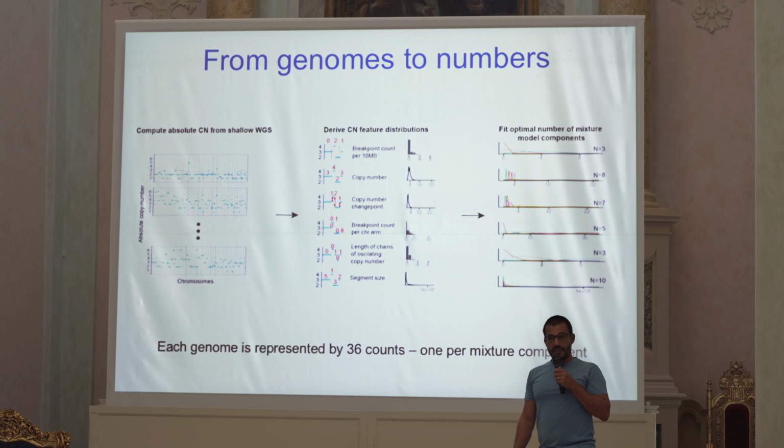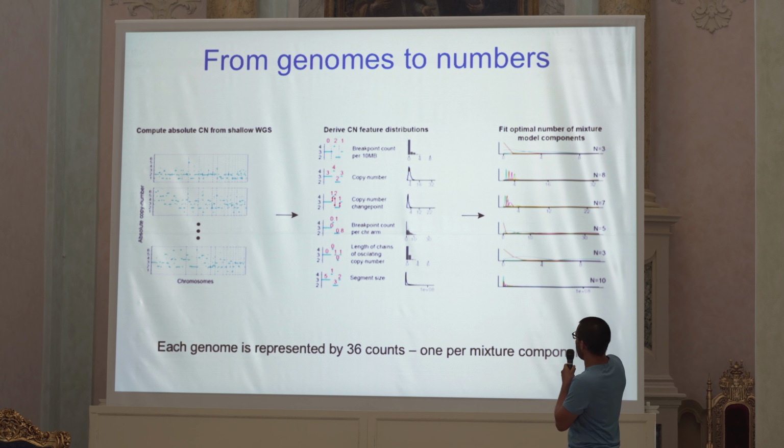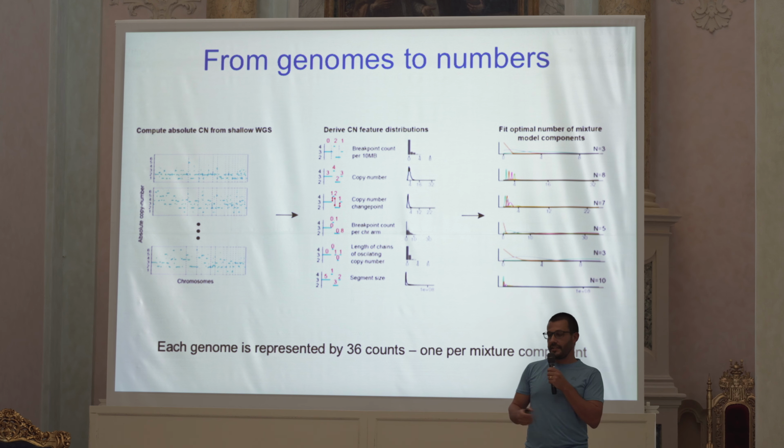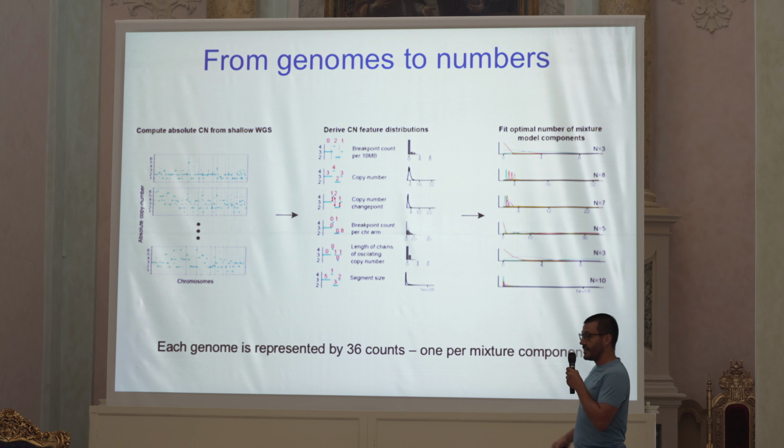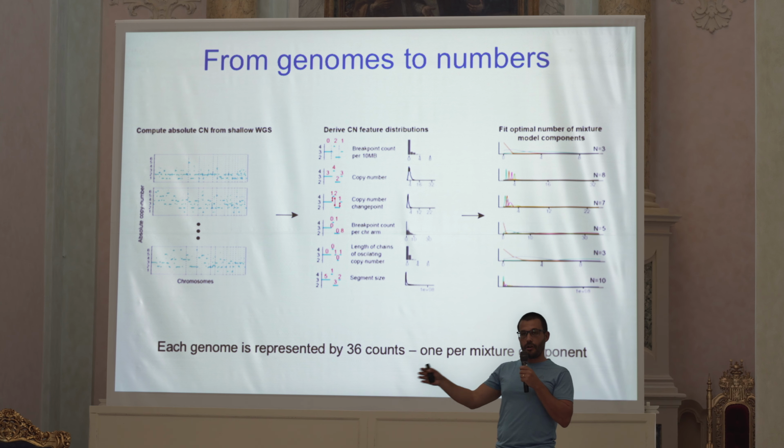And then we use mixture models to find out which are the components of these distributions. And the number of components will differ for each of these 6 distributions. So in the first example, for the breakpoint count for 10 megabases, it turns out this distribution is made up of 3 different components, and you use some statistical techniques and then some model selection to come up with these numbers. So this is 3 components, whereas the copy number distribution is 8 components, and for example, segment size is 10. We derive these numbers by using the data from the whole cohort. So these, in sum, 36 components describe the way copy number looks like in our whole data.